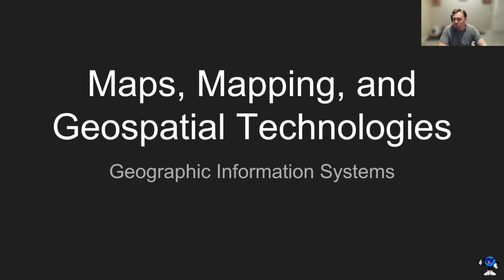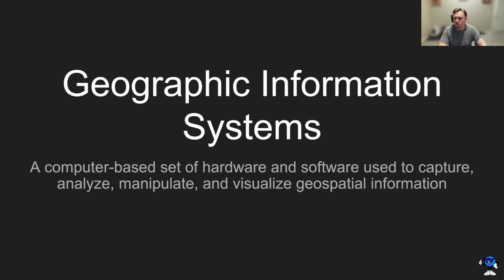Whenever examination, manipulation, or analysis of geospatial data is involved, for instance, if you need to tie non-spatial data to a location, or if you want to use this information to create a map of your analysis, geographic information systems, or GIS, are essential to getting these tasks done. The formal definition for GIS is a computer-based set of hardware and software used to capture, analyze, manipulate, and visualize geospatial information.